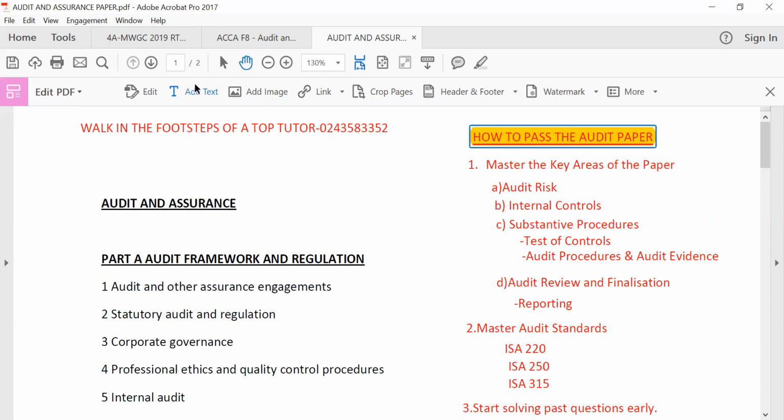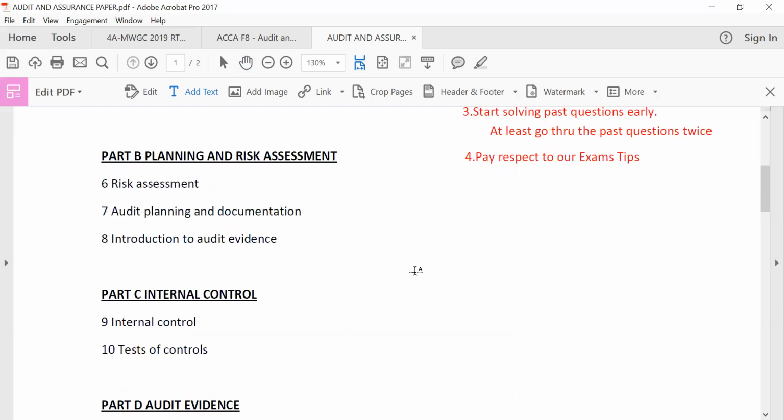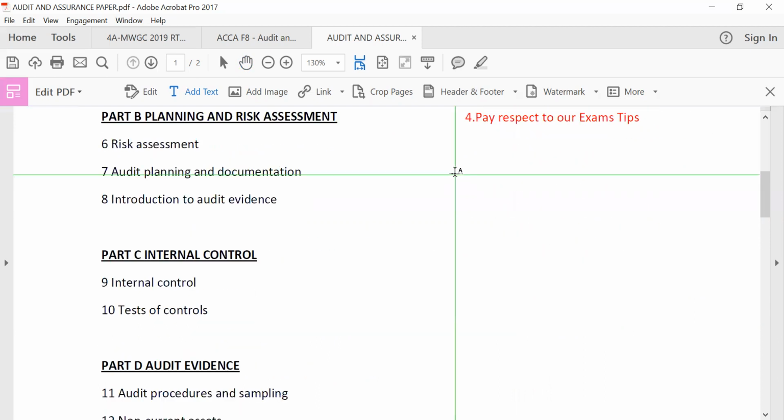So let me move to the second section by talking about the pitfalls. Audit and assurance, or let me just say students' pitfalls. That is, certain mistakes that students tend to commit when it comes to audit and assurance.